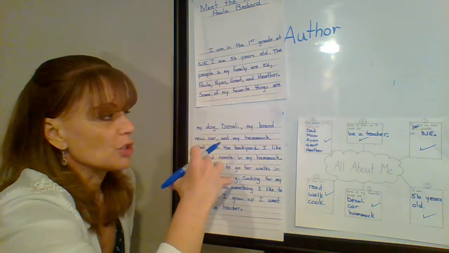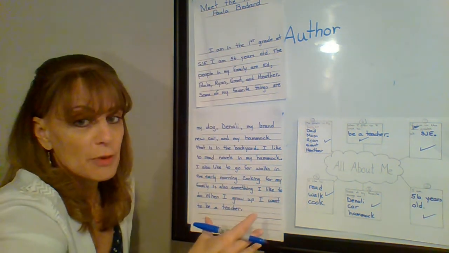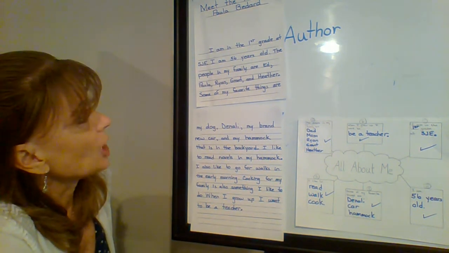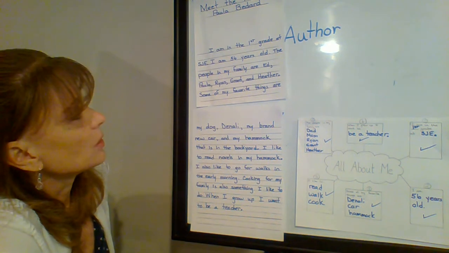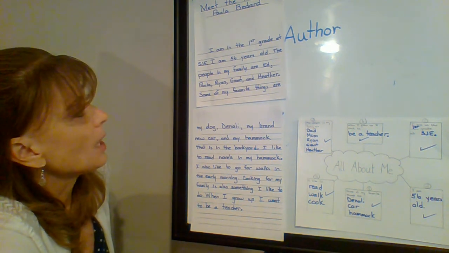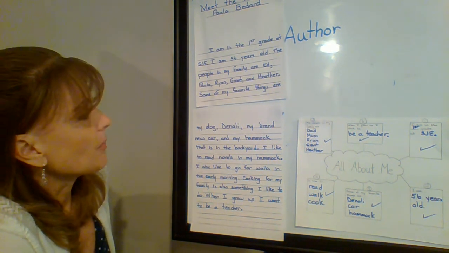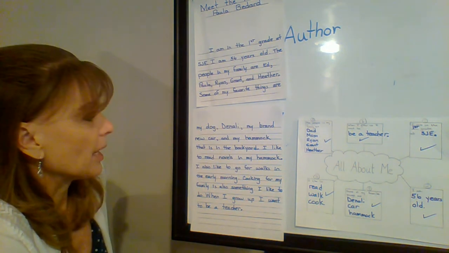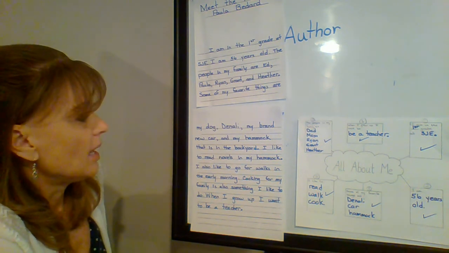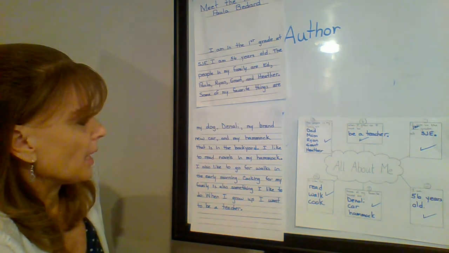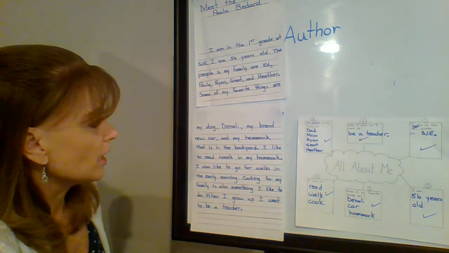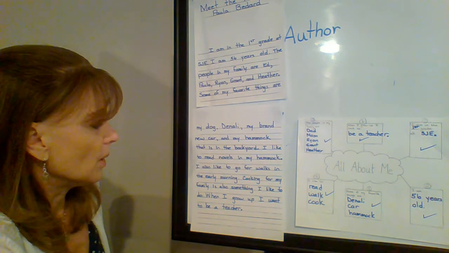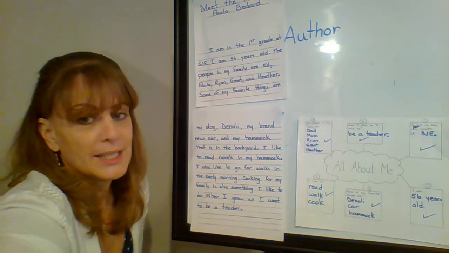So our graphic organizer, we had everything in there, everything we were going to write. And then we just had to transform it, and it's in paragraph form. So when I read it now, it says, I am in the first grade at SJE. I am 56 years old. The people in my family are Ed, Paula, Ryan, Grant, and Heather. Some of my favorite things are my dog Denali, my brand new car, and my hammock that is in the backyard. I like to read novels in my hammock. I also like to go for walks in the early morning. Cooking for my family is also something I like to do. When I grow up, I want to be a teacher.